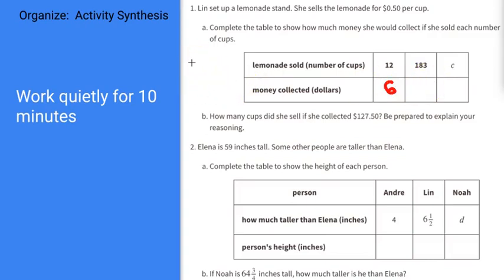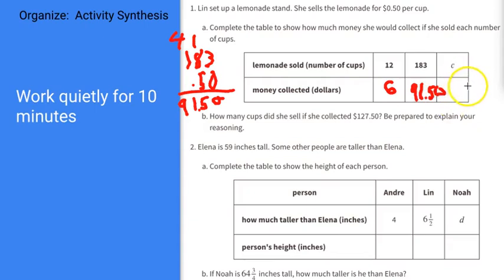Yeah, so you're going to take that. I can't do that one in my head very well. Now 183 times the 50 cents. And you wouldn't need the 0, but I wanted it because I can. Let's see, 41, 2 places. So that would be $91 and 50 cents. What about C number of cups?